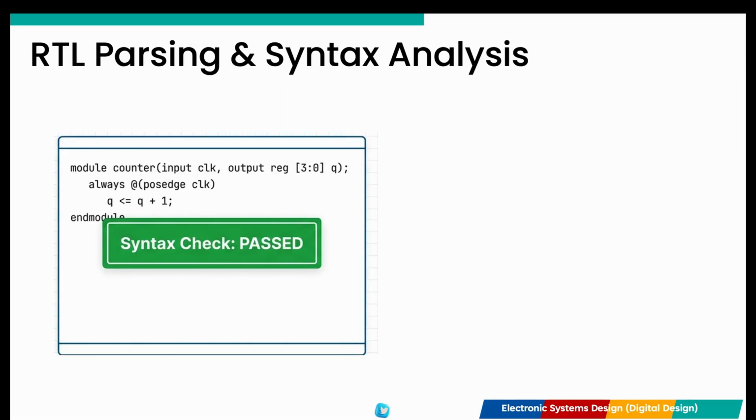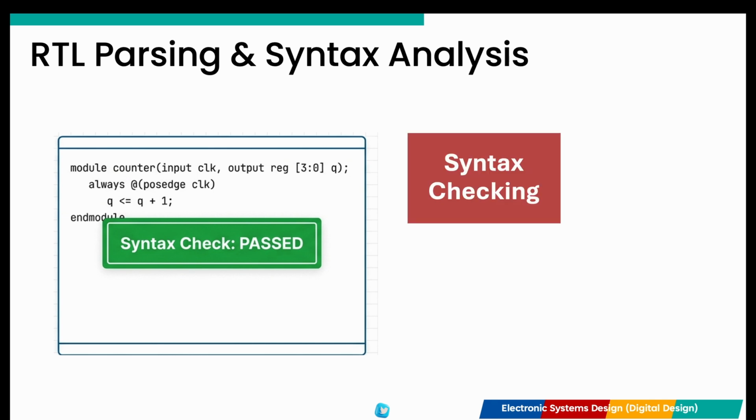In the first stage of the synthesis flow, the compiler acts as a translator. It must first convert your human-readable Verilog code into a structured format that a machine can manipulate. This process is divided into three critical phases: syntax checking, AST generation, and elaboration. Let's have a look at syntax checking, lexical and syntactic analysis.